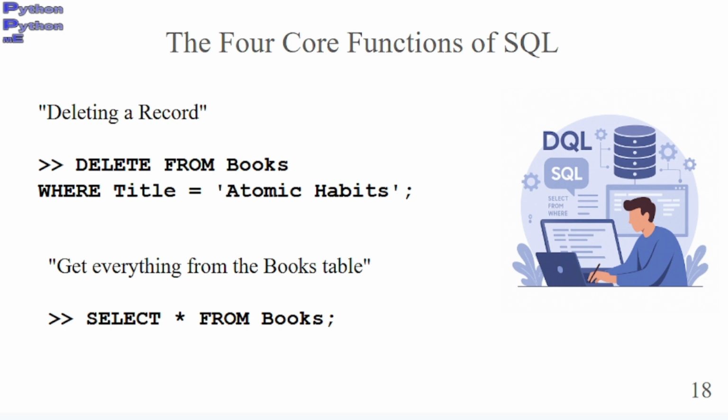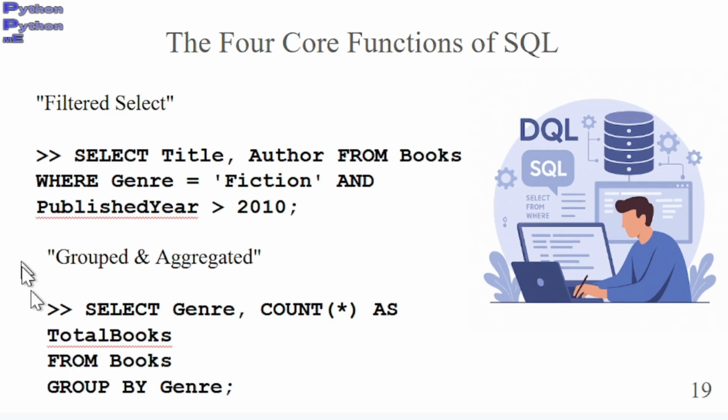So yeah, let's say we would like to again perform the filtered search. As before, you would write select title, author from books where genre is equal to fiction and published year is after 2010. You can also perform a group by and aggregated command execution, whereby you would like to group by genre, but this time you are also calling the count column total books instead of book count. So SQL will allow you to rename the columns with the help of the AS keyword for better readability.